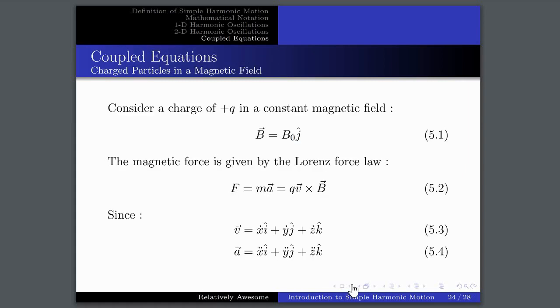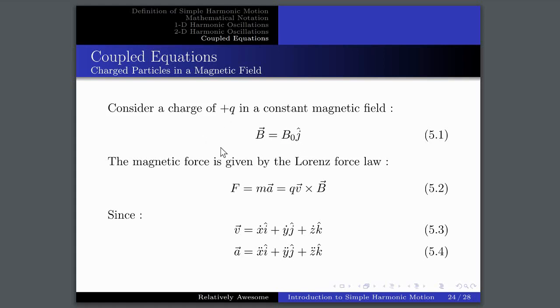Finally, we will look at a special case of two-dimensional harmonic oscillators, which includes coupled equations. In this example, we will look at charged particles in a magnetic field. Consider a particle with charge q in a constant magnetic field pointing in the y direction, so B vector equals B naught j hat.